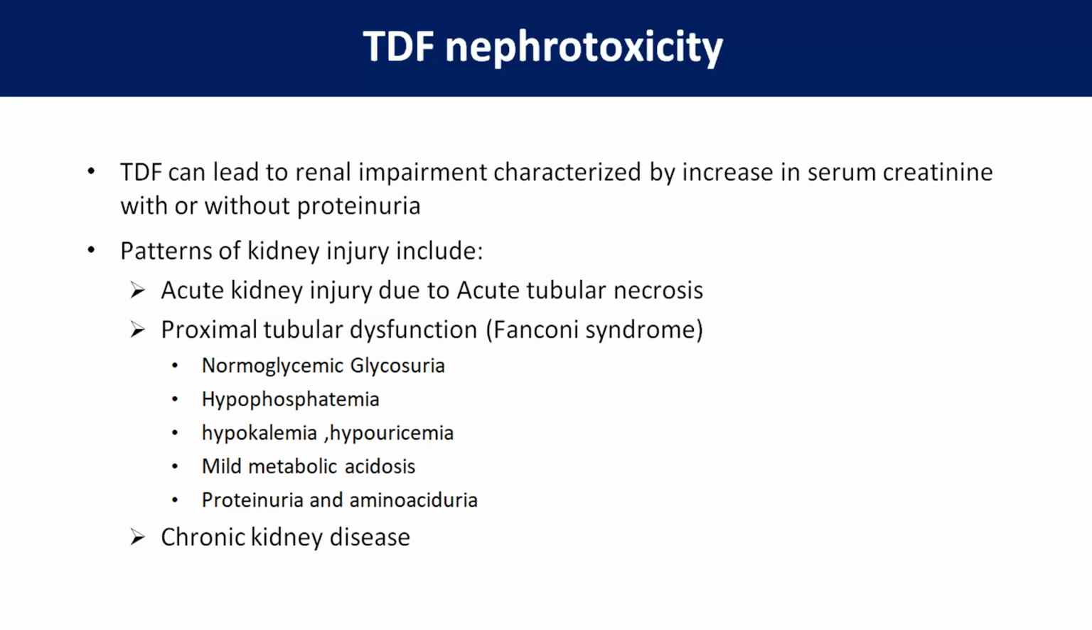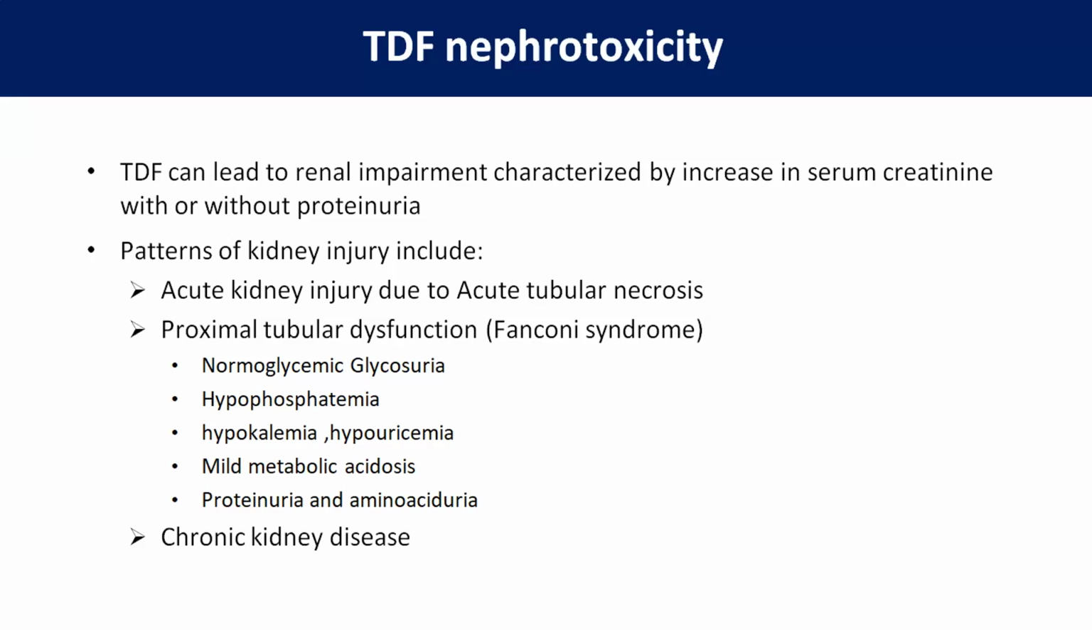The pattern of the kidney injury may be acute kidney injury with acute tubular necrosis. Sometimes there is proximal tubular dysfunction, because TDF causes dysfunction of the proximal tubule. So most, 80% of the renal absorption happens in the proximal tubule. So there is hypophosphatemia, hypokalemia, hypouricemia, and there is increased protein loss, proteinuria, and amino aciduria, and hyperuricosuria, and glycosuria.